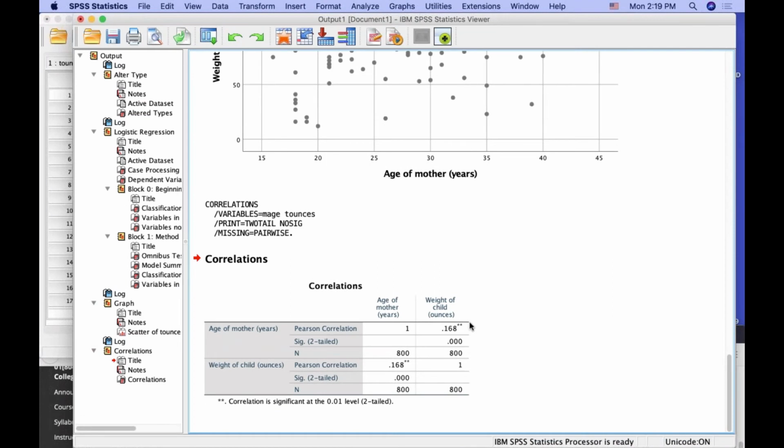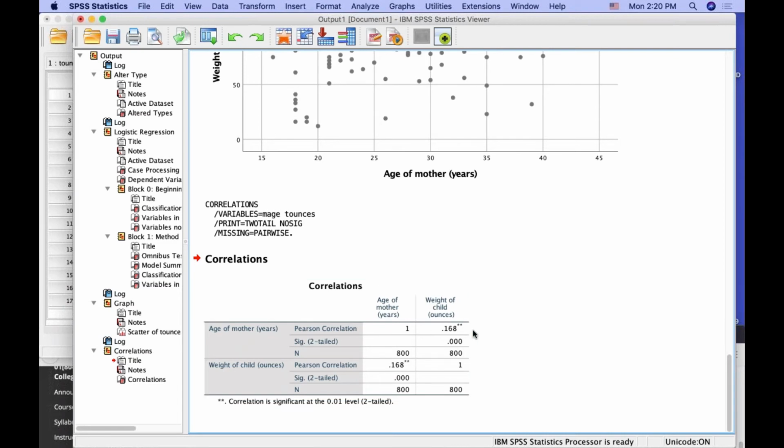Okay. And our Pearson's R value is, let's see, it's 0.168. It's a positive number. What does a positive number tell you? A positive number tells you that the correlation is a positive correlation. As the mother's age goes up, actually it's better than I thought, based on what I saw on the graph, it's as the mother's age goes up, the weight of the baby tends to go up as well. So 0.168, 0.17, let's say.